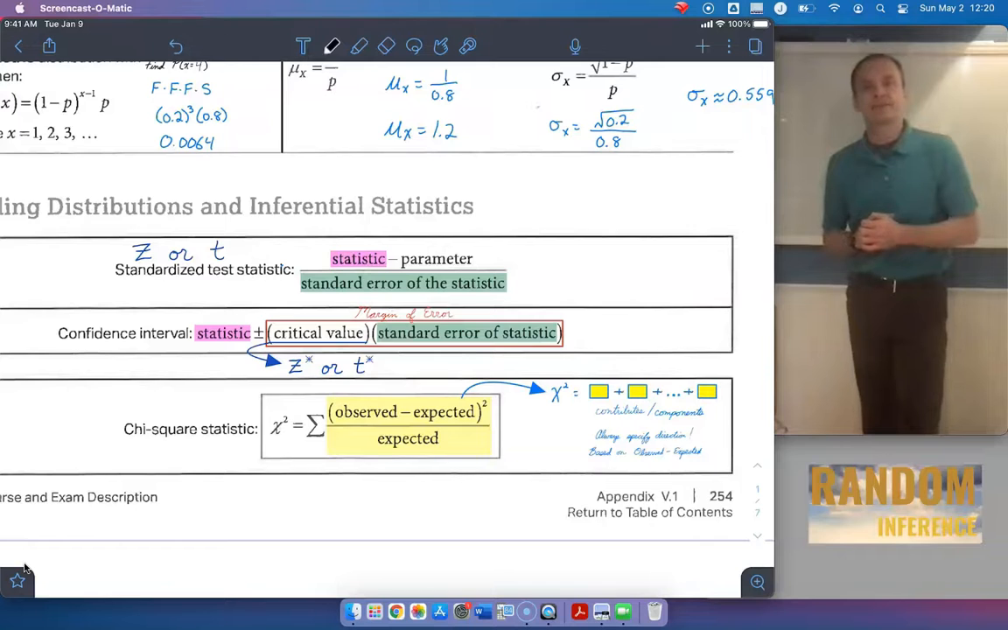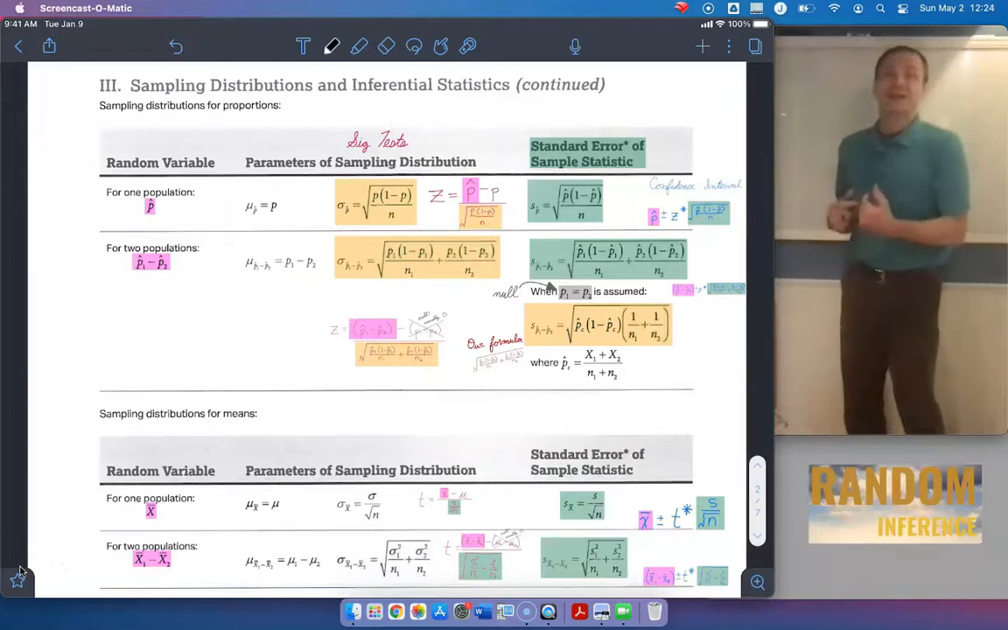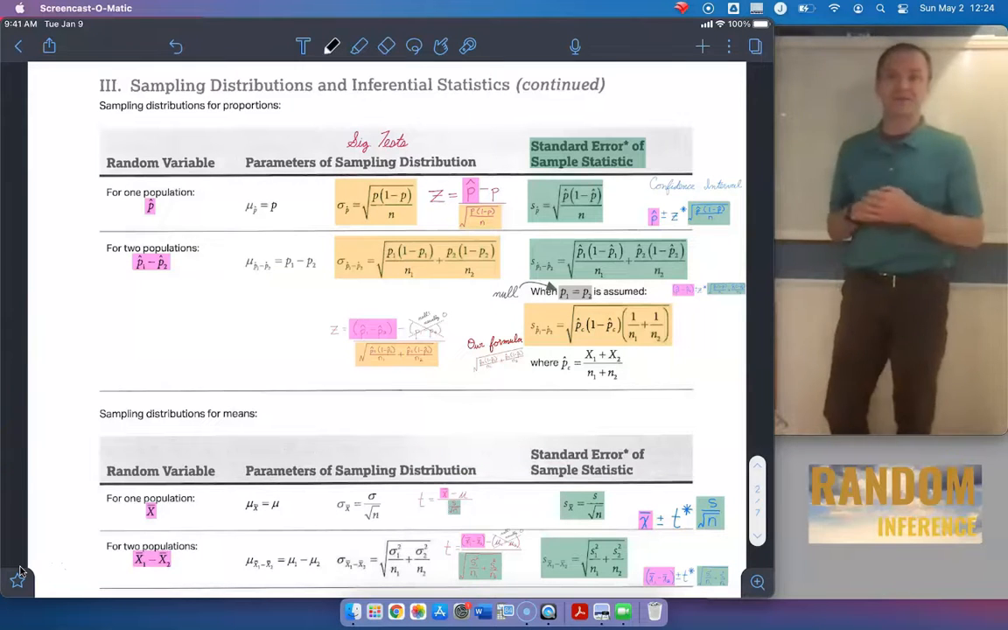So here we are on the second part of the packet, the back page of it, and really here's what you plug into the formulas on the front page at the very bottom. So be aware, and I do have them color coded again. The pink is the statistic and the green is the standard error.